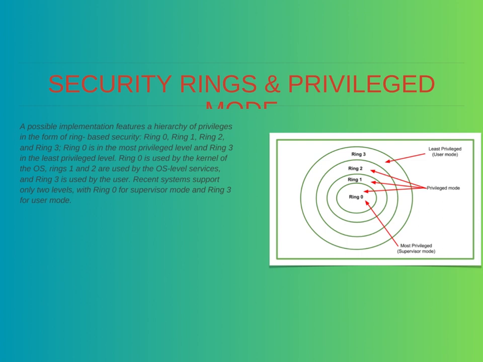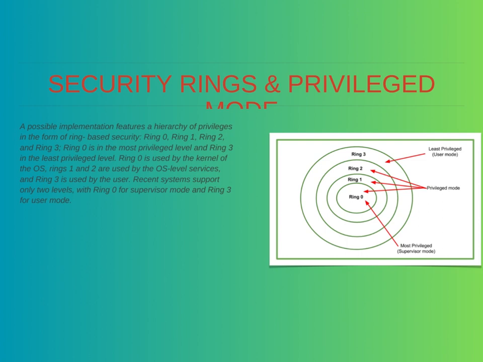Ring 0 is used by the kernel of the operating system. Ring 1 and ring 2 are used by the operating system level services, and ring 3 is used by the user. Recent systems support only two levels, with ring 0 for supervisor mode and ring 3 for user mode. A third privilege level, the requested privilege level, is used when invoking operating system services through call gates and prevents less privileged applications from elevating privileges and gaining access to restricted system segments.